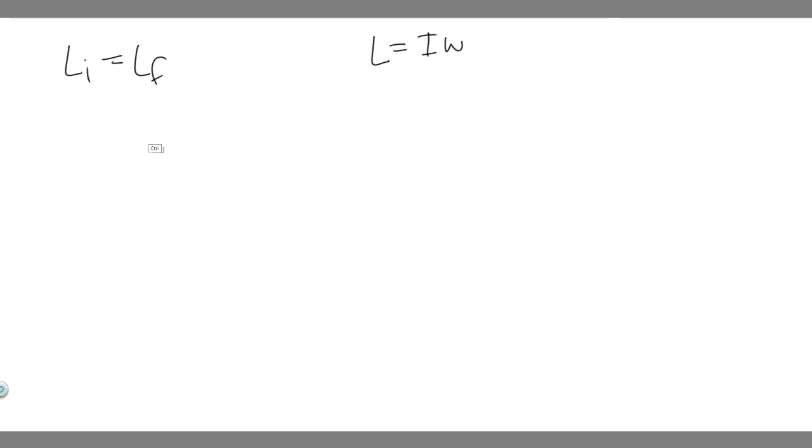So basically what this tells us is that I sub 1, or the initial inertia, times the initial angular velocity, omega 1, is equal to the final inertia multiplied by the final angular velocity, right? So we can use this formula in order to solve. So what we're going to want to do is go ahead and write down our givens.